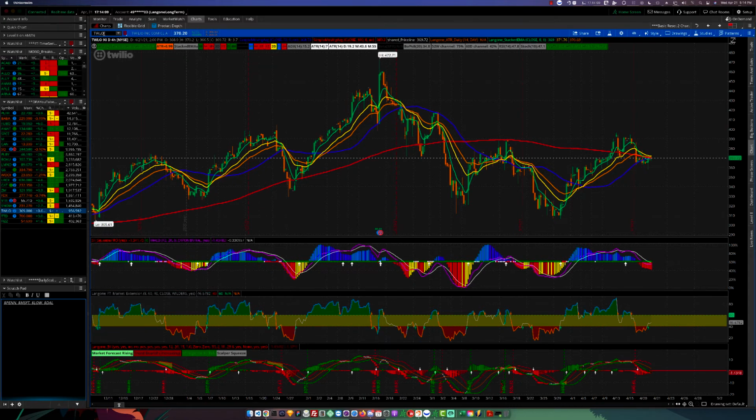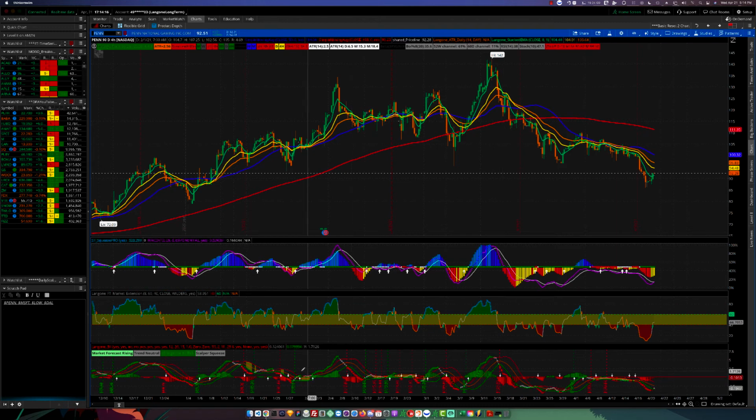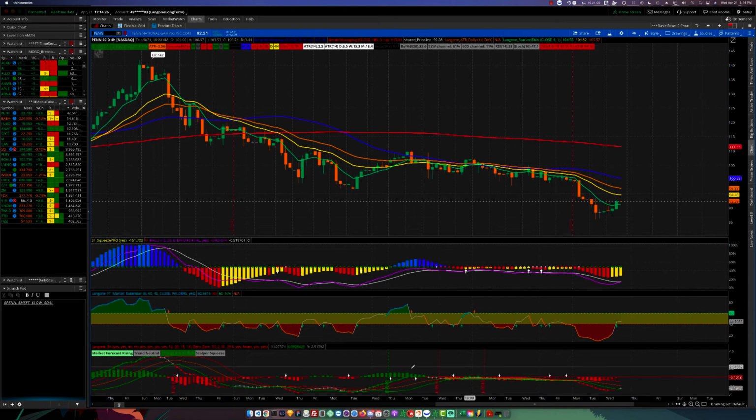Alright, we're going to look at PENN first. As far as my indicator setup goes, this Langone B4 is an indicator that I've been testing out. Super interested in it. Currently it's a free indicator. Let me get through with my testing and I will provide information about it. It provides a lot of information.